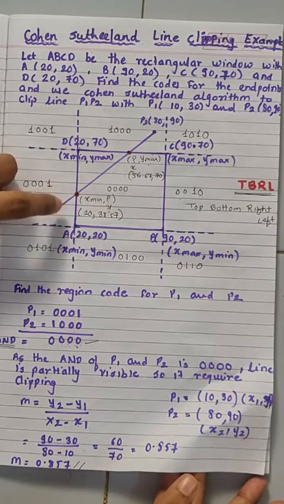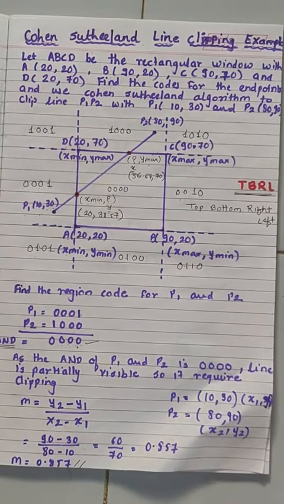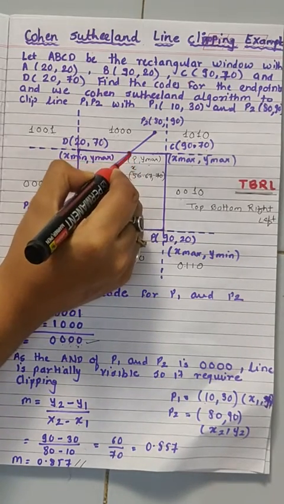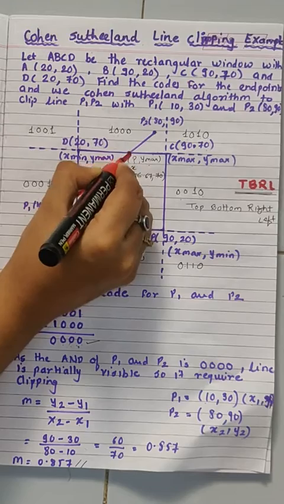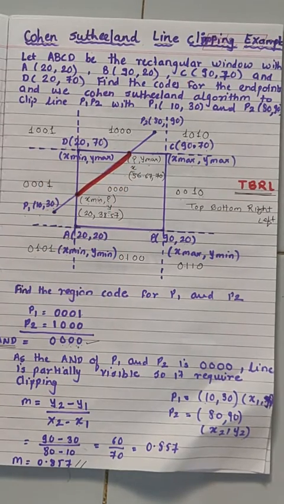So after clipping, the line will be viewed as this specific line. I am highlighting that specific portion of the line which will be visible after performing the clipping. So these are the points, and this is the solution of the given problem.